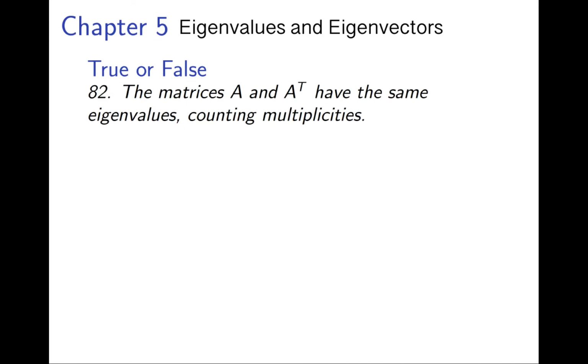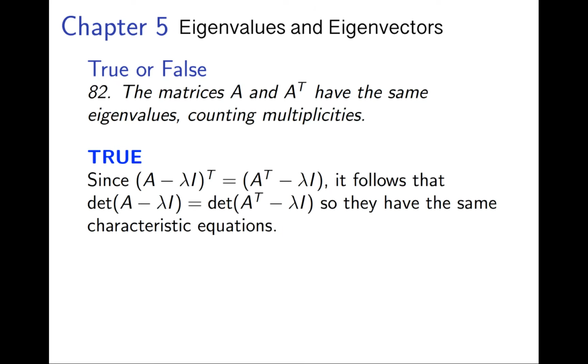Number 82. The matrices A and A transpose have the same eigenvalues, counting multiplicities. This is true. And the reason is, well, the transpose of A minus lambda I is equal to A transpose minus lambda I. So the determinant of A minus lambda I is equal to the determinant of A transpose minus lambda I. So A and A transpose have the same characteristic equations, which means they have the same eigenvalues, counting their multiplicity.